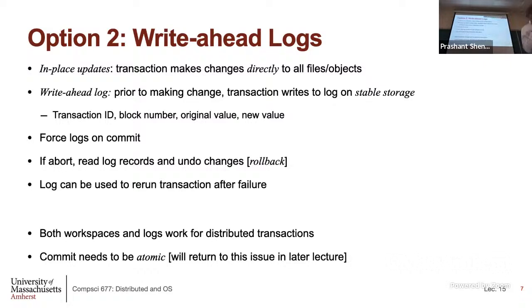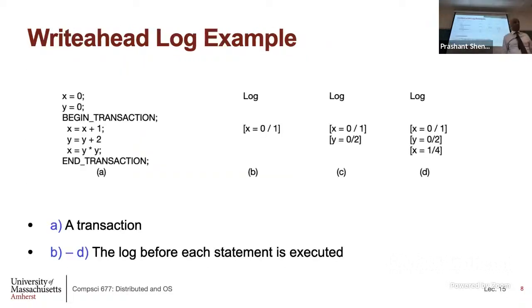So there are two different ways of doing things. In one case, you don't make changes to the actual database, you make changes to the copy and then merge. In another case, you make changes live to the database, but you track what changes are made so you can undo those changes. Either of these two will work. Commit needs to be atomic, and we'll come back to that when we come to locking, but let me show you an example.